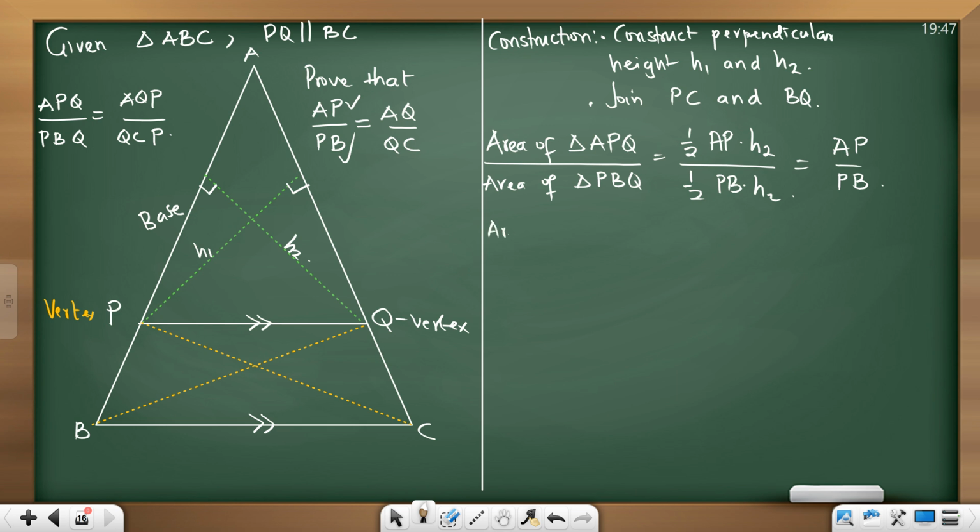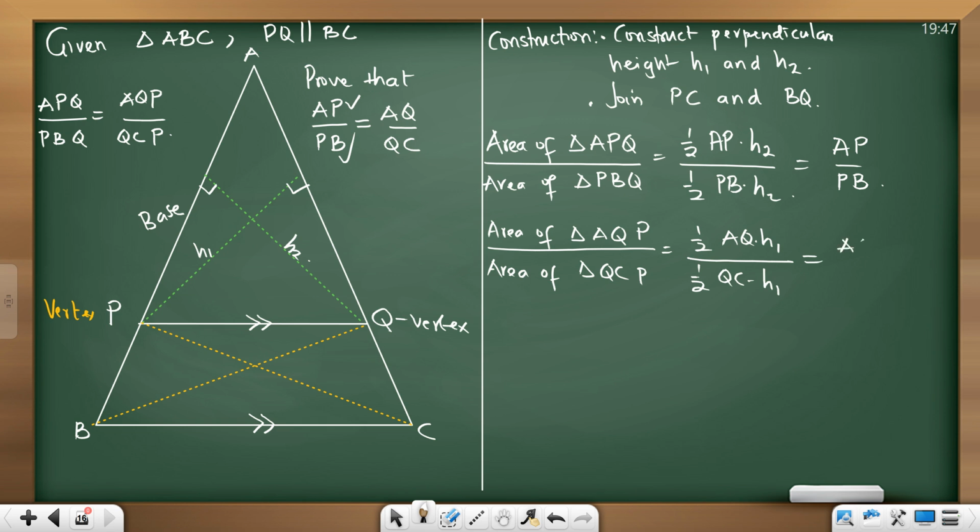What do I have? Area of triangle what? AQP over, do you want to talk to me? Area of triangle what? QCP. You can even predict that. What would it be? Half AQ H1 over what? Half QC H1. What would that give us? AQ over QC. The right hand side is done.